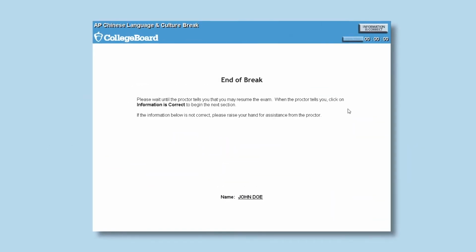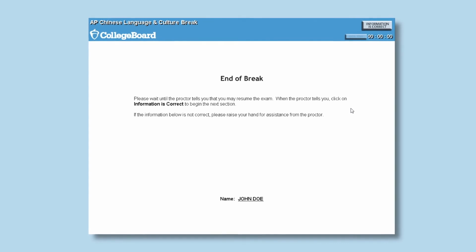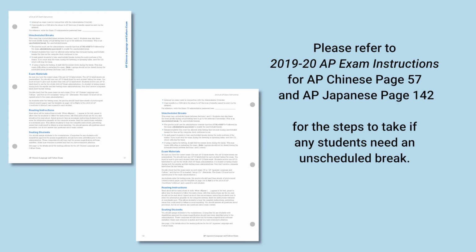After the break is over, students verify that the identification information is correct on screen and wait for instructions to go back to the exam. Please refer to the 2019-2020 AP exam instructions for AP Chinese, page 57, and AP Japanese, page 142, for the steps to take if any students need an unscheduled break.